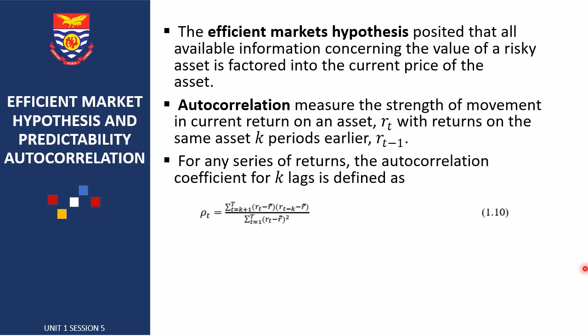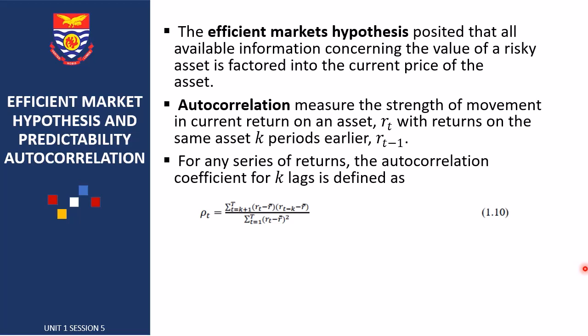So in essence, we are saying that the price series are not correlated, that there is no serial correlation in the price series. Autocorrelation measures the strength of movement in the current return on an asset, Rt, with returns on the same asset K periods earlier. By autocorrelation, we are saying that the price of an asset yesterday will influence the price of the same asset today. So the price today depends on the price yesterday, and the price yesterday depends on the previous price before yesterday. That's what we deal with.